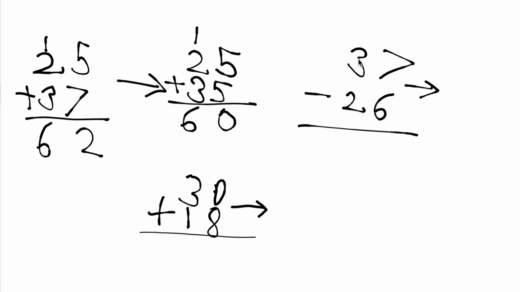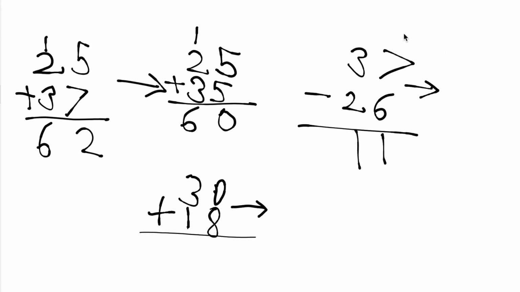And now I'm getting 37 minus 26. Let's do it. So 7 minus 6 is 1. We put 1 like this, 1 right here, and 1 right here, and 3 minus 2 is 1. So we put 1, and the answer is 11. So let's turn to compatible numbers.